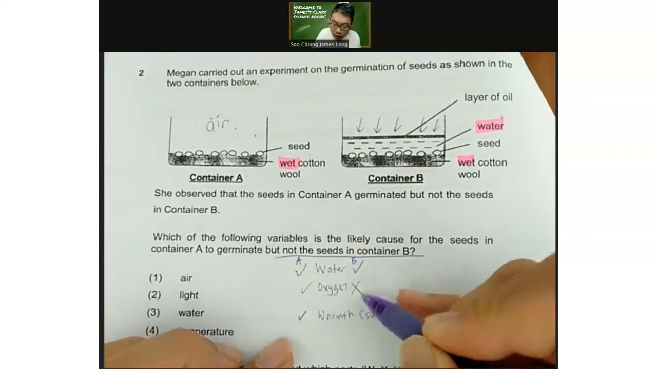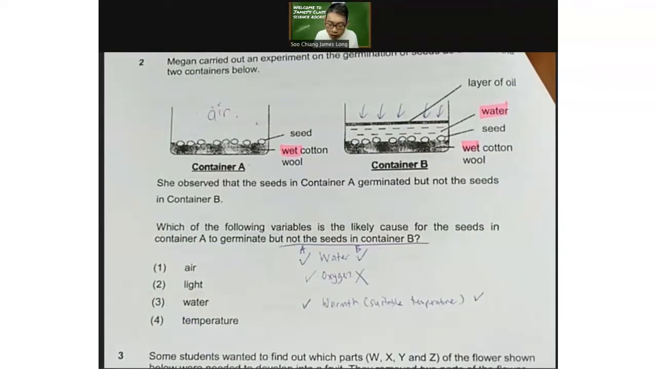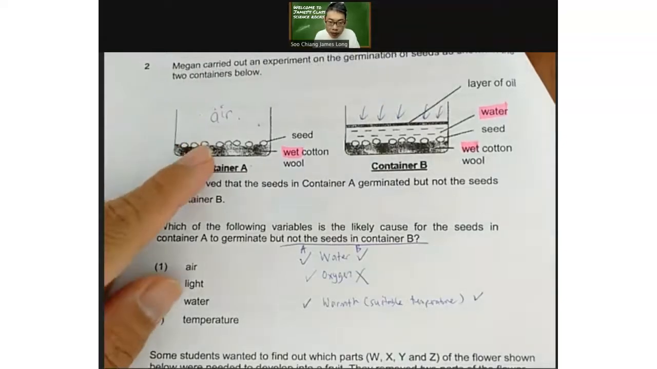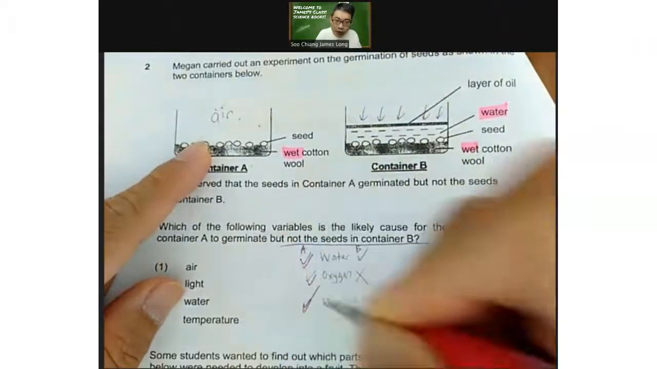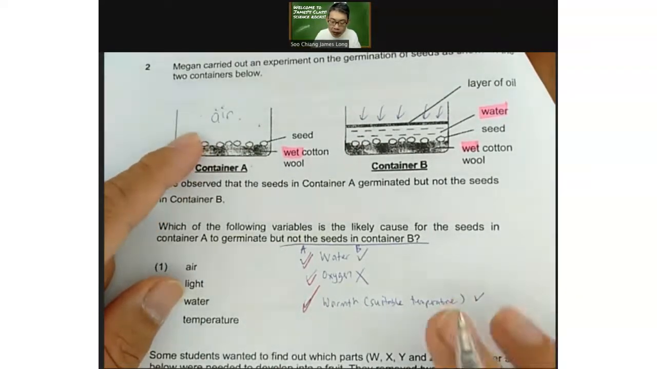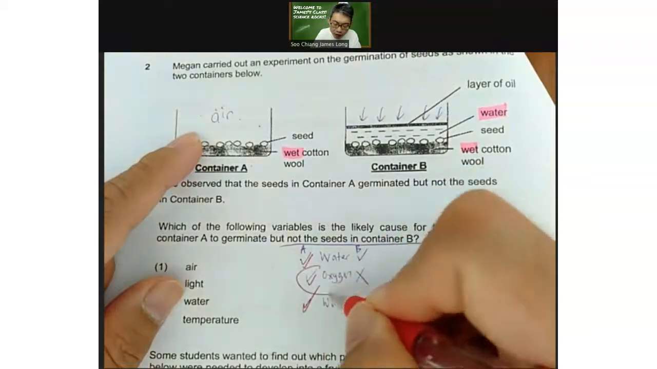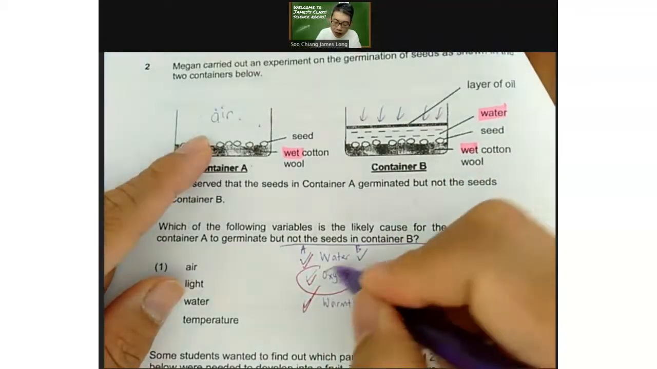So there isn't oxygen here. So what is a variable that is the cause for the seed in A to germinate? Of course, for the seeds here to germinate, it must have all 3, right? But since you're making a comparison, the one that allows this to germinate but not B is the presence of oxygen for A, but the absence of oxygen for B.